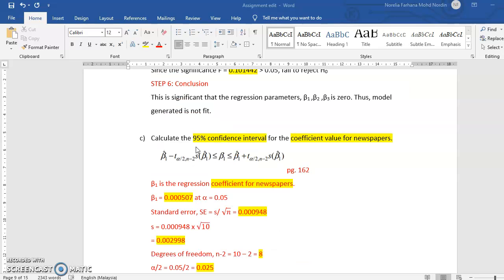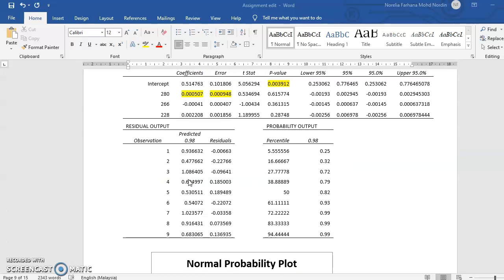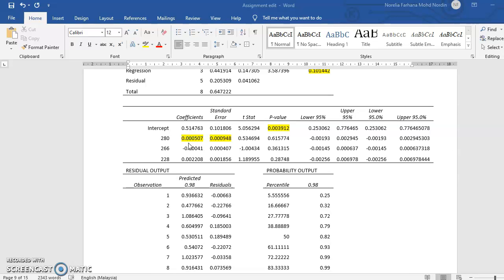Question C, calculate the 95% confidence interval for the coefficient value for newspaper. We use this formula. Refer to page 162 in ebook. Beta 1 is the regression coefficient for newspaper. So, the value of beta 1 or coefficient we can get from summary output. This is the value. Okay.